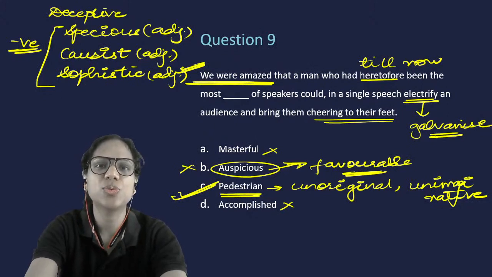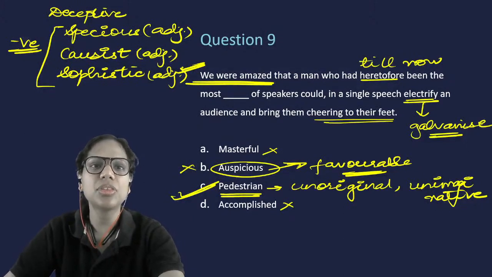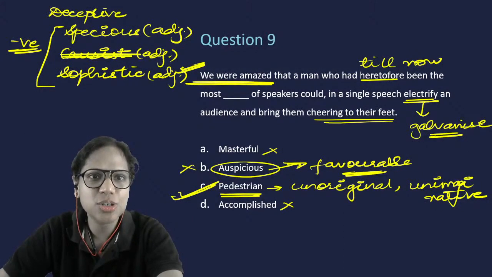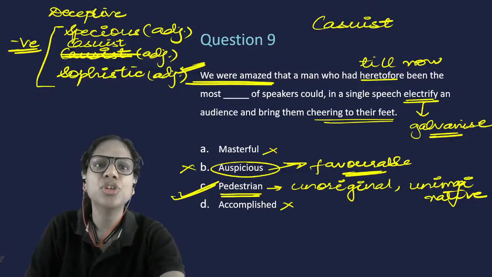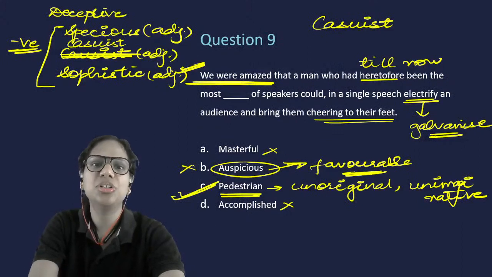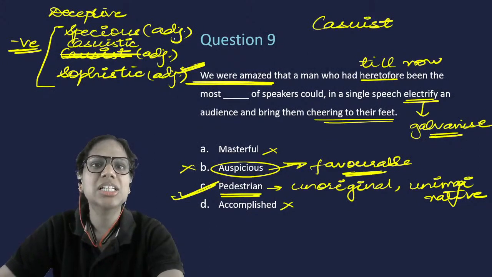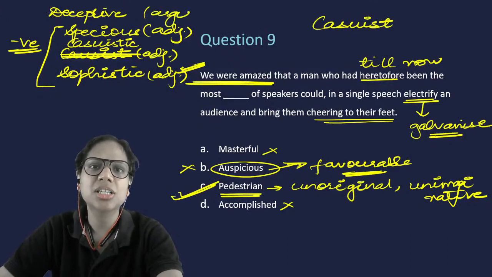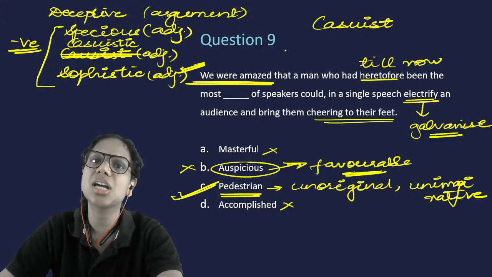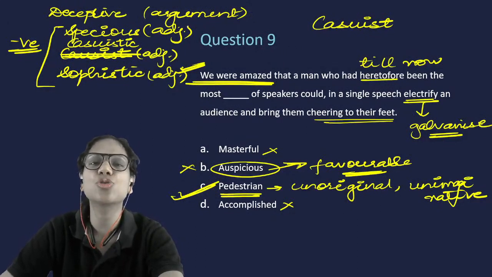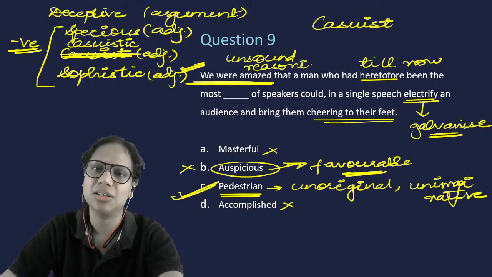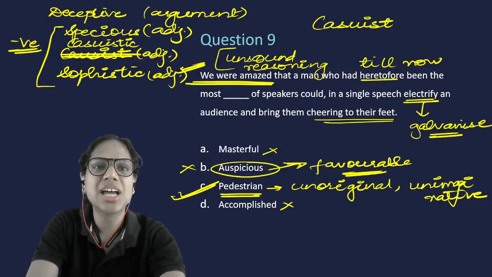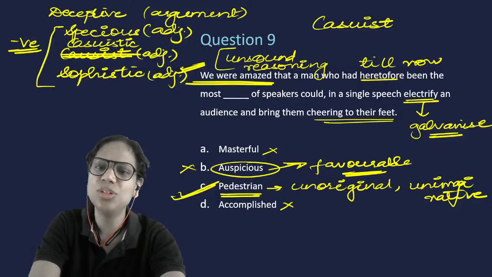So we use these words for arguments. I wrote it as causist, I'm sorry. This is casuist. Casuistry is the noun. Casuistic is the adjective, right? So a casuistic argument, a sophistic argument, a specious argument. These are such arguments that sound correct, but they're based on unsound reasoning. So they sound correct superficially, but their underlying reasoning is unsound. So they may mislead the listener, right?